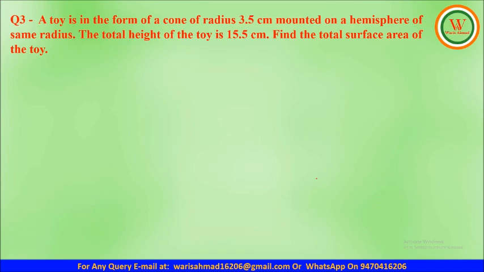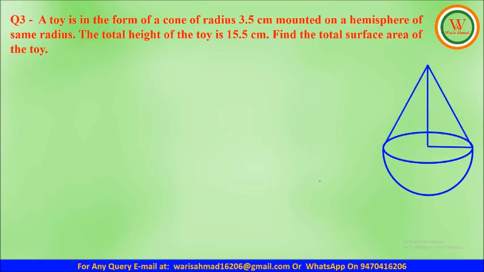So let us consider a toy. So let us consider a toy in the form of a cone which is mounted on a hemisphere. So first of all, we are considering a hemisphere, and this cone is mounted on this hemisphere. Now according to the question, the radius of this hemisphere is 3.5 centimeter. So here we can write 3.5 centimeter, and the total height of this toy is 15.5 centimeter. So here we can write the distance from this top to this bottom is given 15.5 centimeter. We can write here 15.5 centimeter.